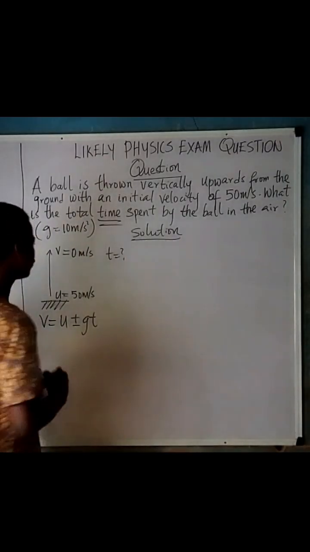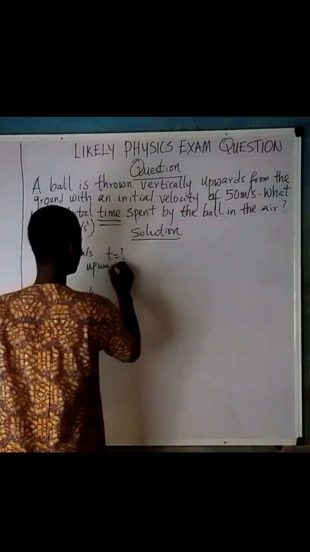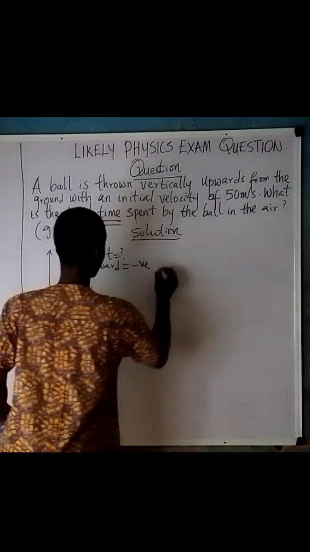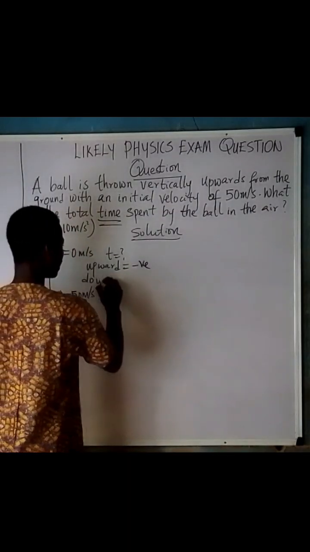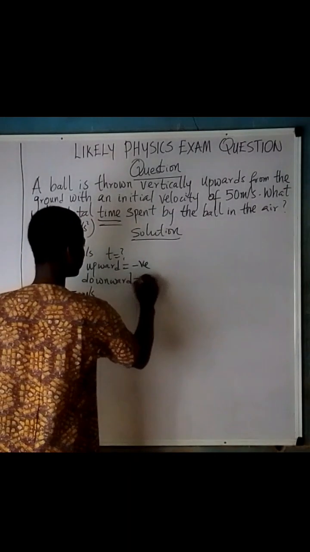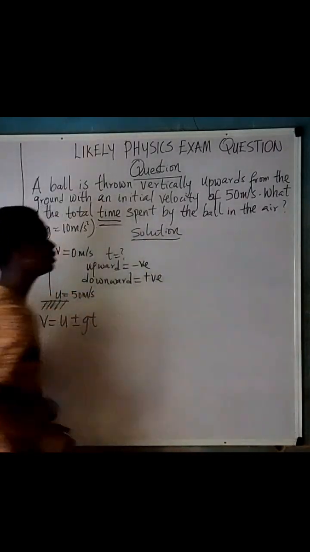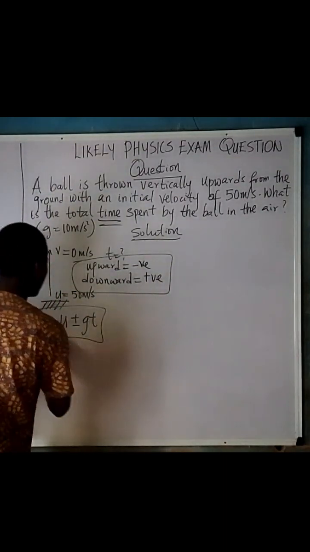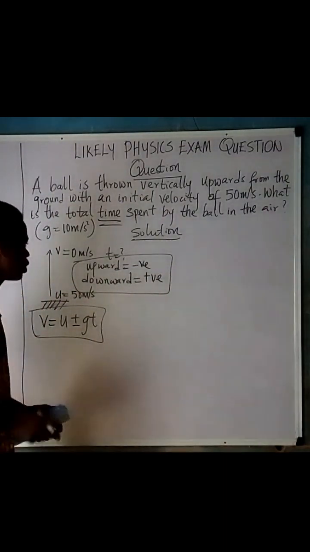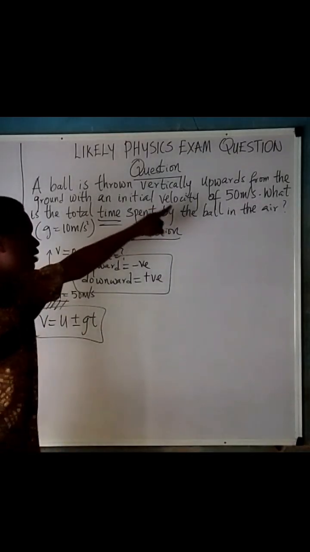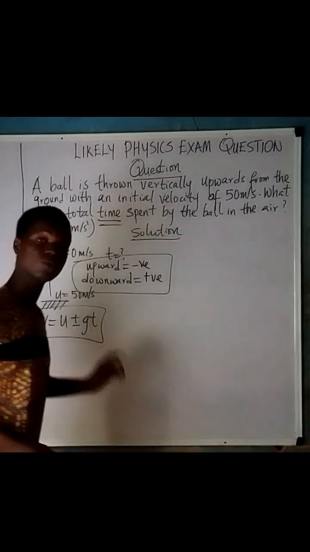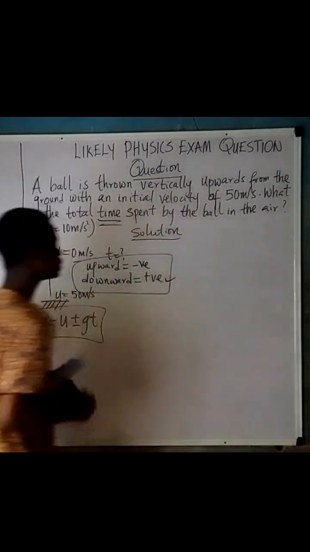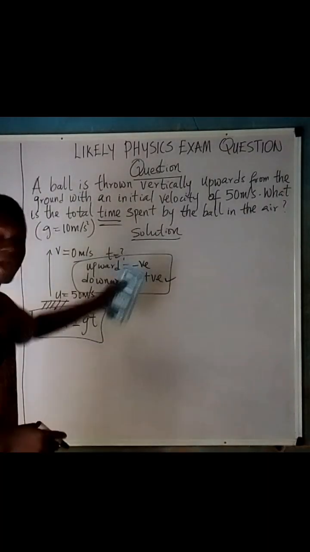Whenever a body is going upward, you use the negative sign, that's minus. But whenever the body is falling downward, you use the plus or positive sign. So take note of this extra fact. Guys, observe something. Was the body going upward from the question or going downward? The answer is that the body was going vertically upward. So we are going to be using minus in this very question.